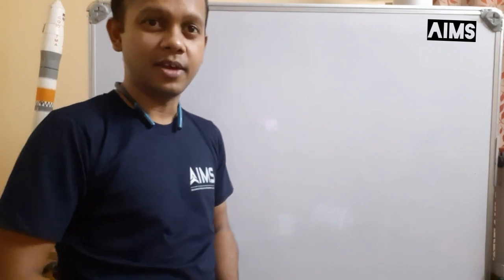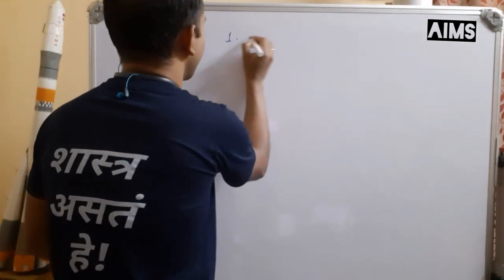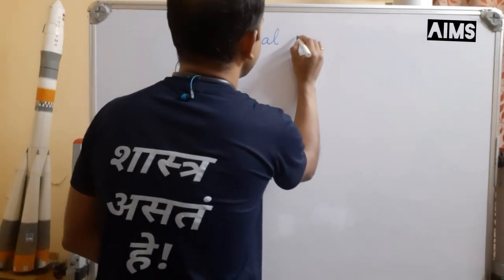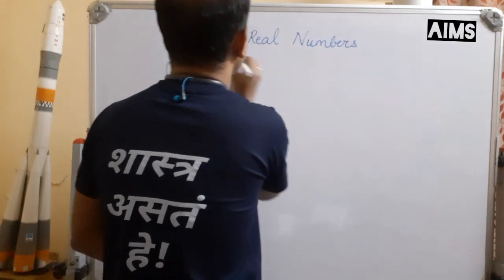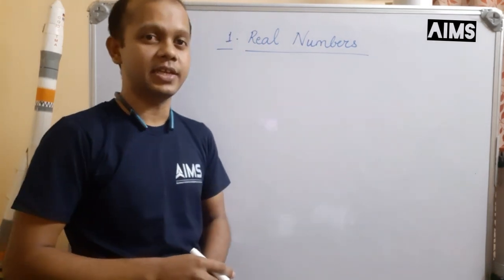We are going to learn about real numbers. This is the first chapter in the syllabus of 10th standard CBSE mathematics, real numbers. Before we start this chapter, there are a few number systems that we need to know before beginning this.